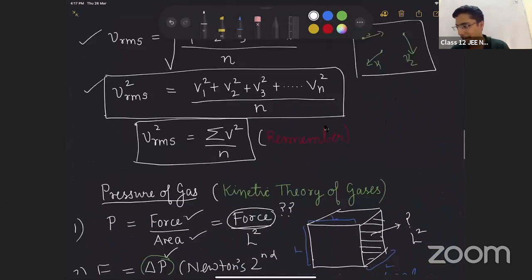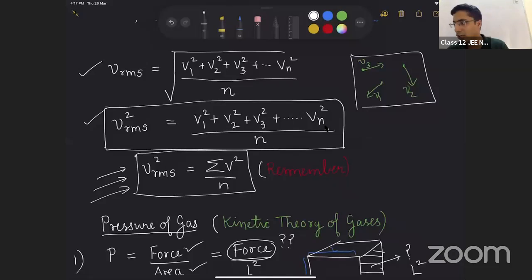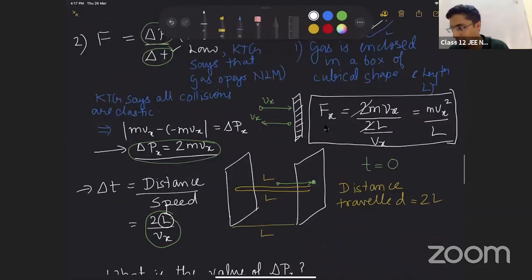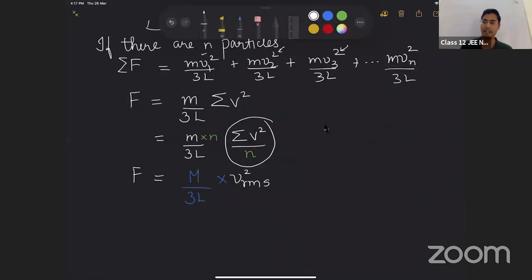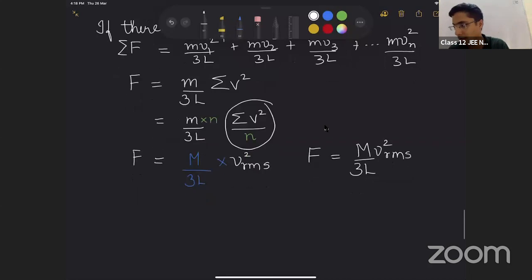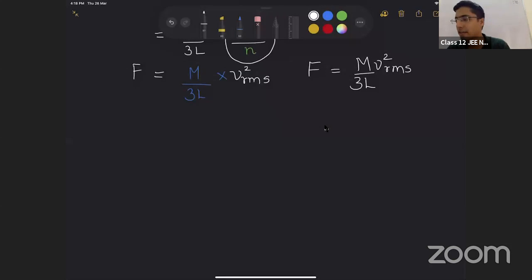Correct? So if that is Vrms, then I know that this is Vrms square. That's how we defined it. So F is M by 3L Vrms square. Sorry, I made a different thing. The limits of sigma, don't worry, are 1 to n. Why 3L? Again, go back. V by 3 I did. Many of you are not paying attention. Jitin sir will answer those questions. So F is mv square by Vrms square by 3L.